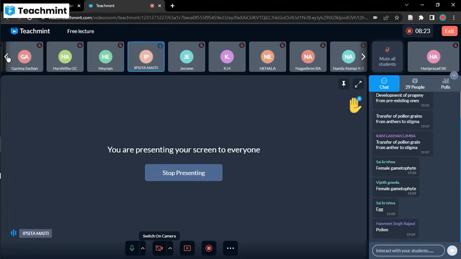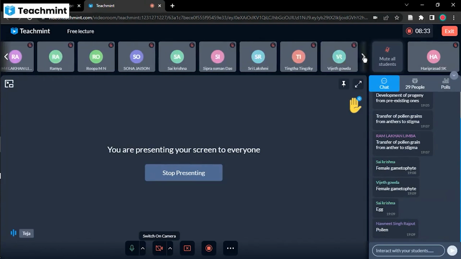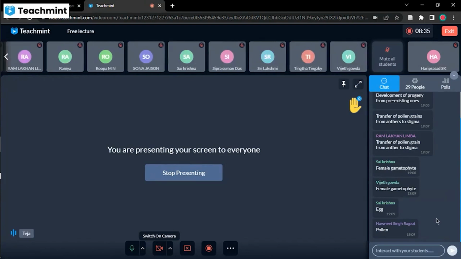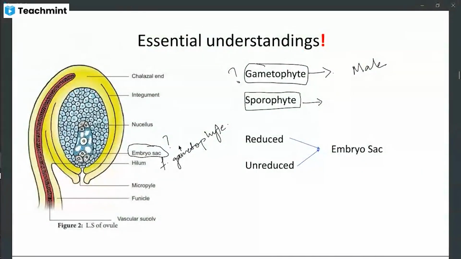Okay. Still any other answers? Pollen, microspore. Anyone? You can just write in the chat box. I can read it. Okay. So female gametophyte is embryo sac and male gametophyte is pollen along with the pollen tube.